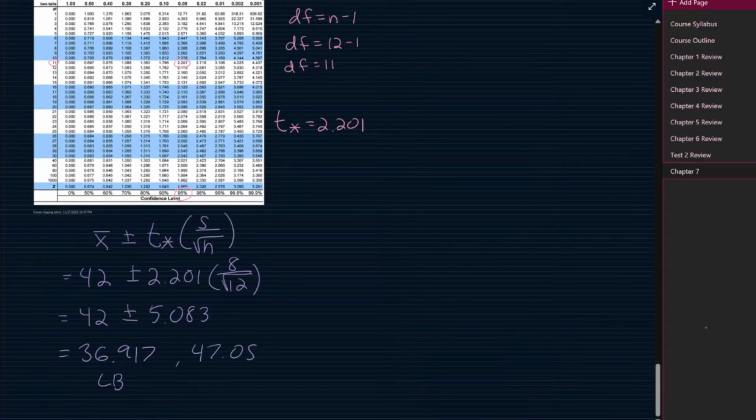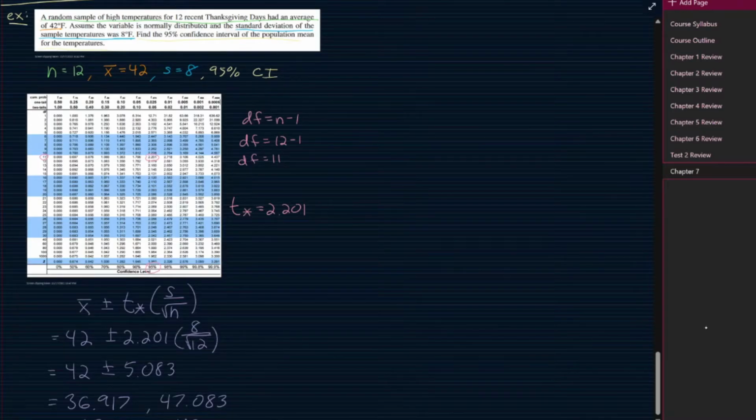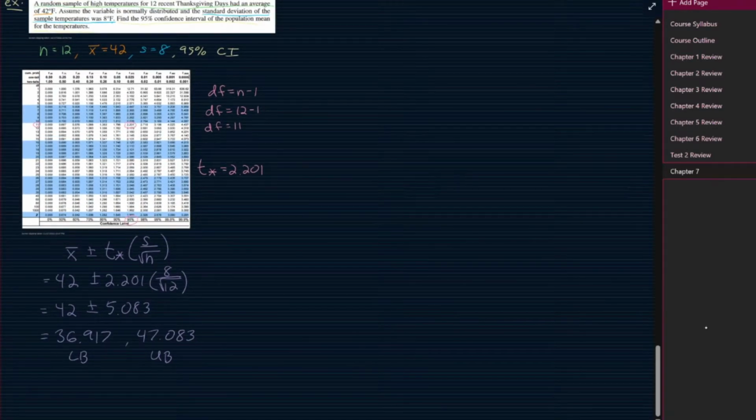So we are 95% confident that the true average temperature on Thanksgiving Day is between 36.917 degrees and 47.083 degrees Fahrenheit. That's what we found out here. And in general, this is basically how we figure out the confidence interval for the mean when we don't know sigma. We could do another one together. We just find a good one.